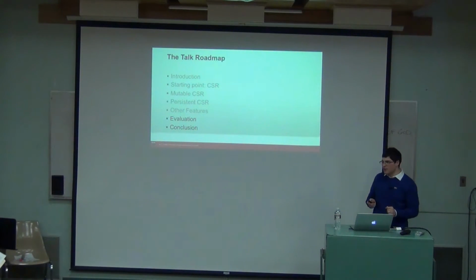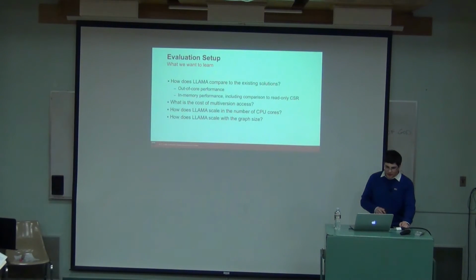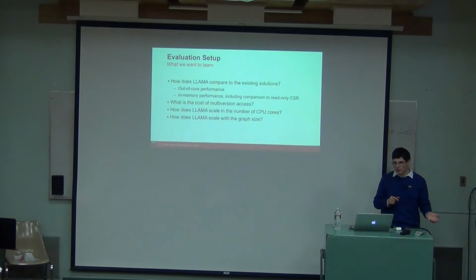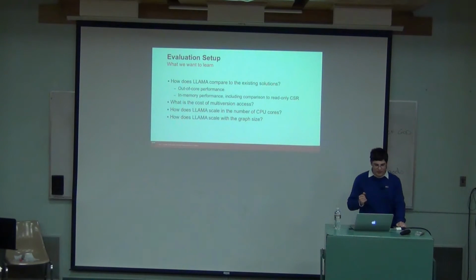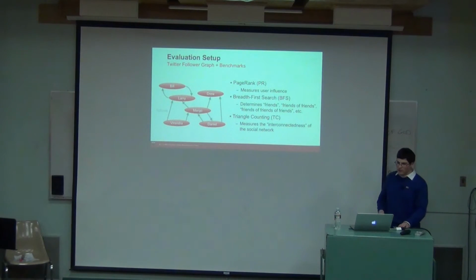Now, before I end, let me show you some performance numbers. First, let's figure out what we want to learn. My first question is, how does Llama compare to the existing solutions? There are two things we'll be looking at: the out-of-core performance, which means larger than memory, and the in-memory performance. There I'm especially interested in comparison to the read-only CSR, which is where we started. Next is the cost of multi-version access: when you have more than one snapshot, how does it look? Then we'll see how the performance of Llama scales in the number of CPU cores and in the graph size. I'll run most of the benchmarks on a Twitter graph.